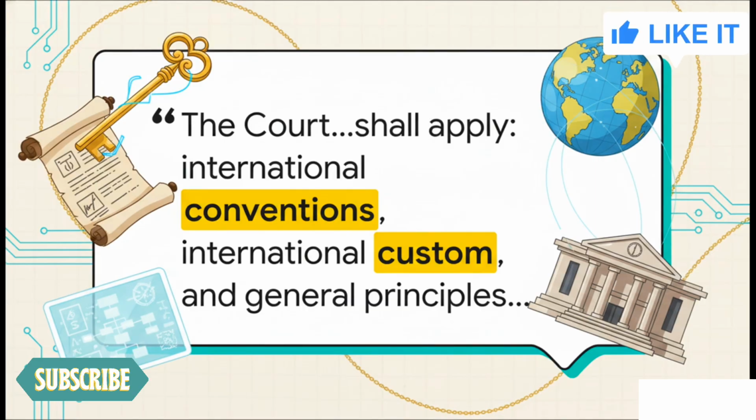Article 38 of the Statute of the International Court of Justice. This is the closest thing we have to an official blueprint. It literally tells the world's highest court exactly where to look for the rules. You can think of it as the legal system's official cheat sheet.